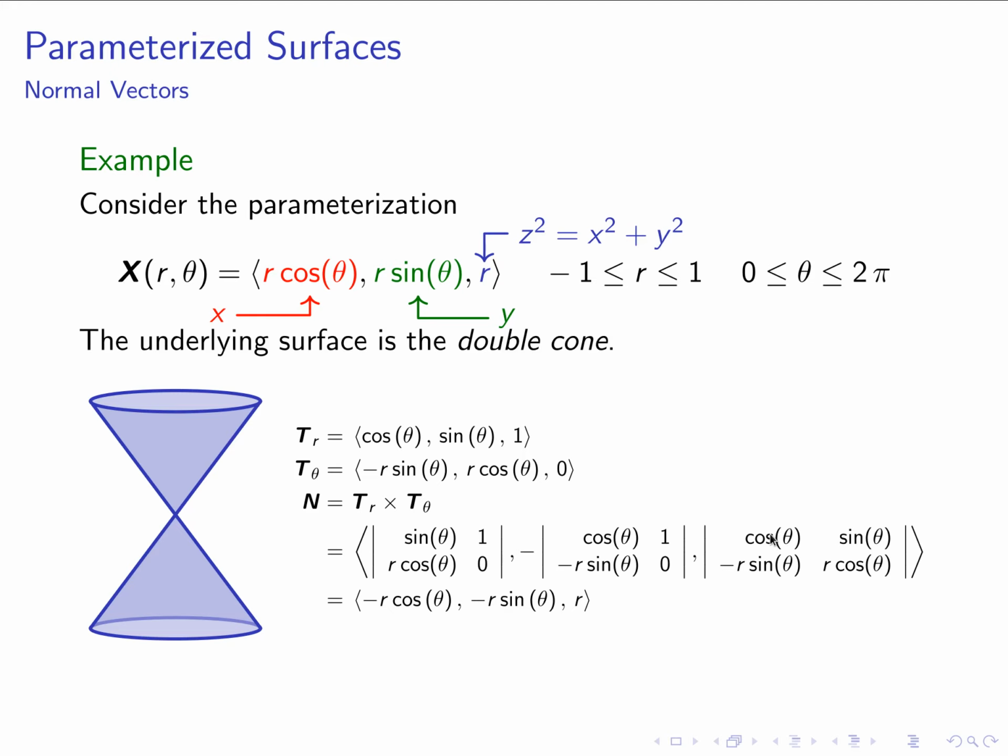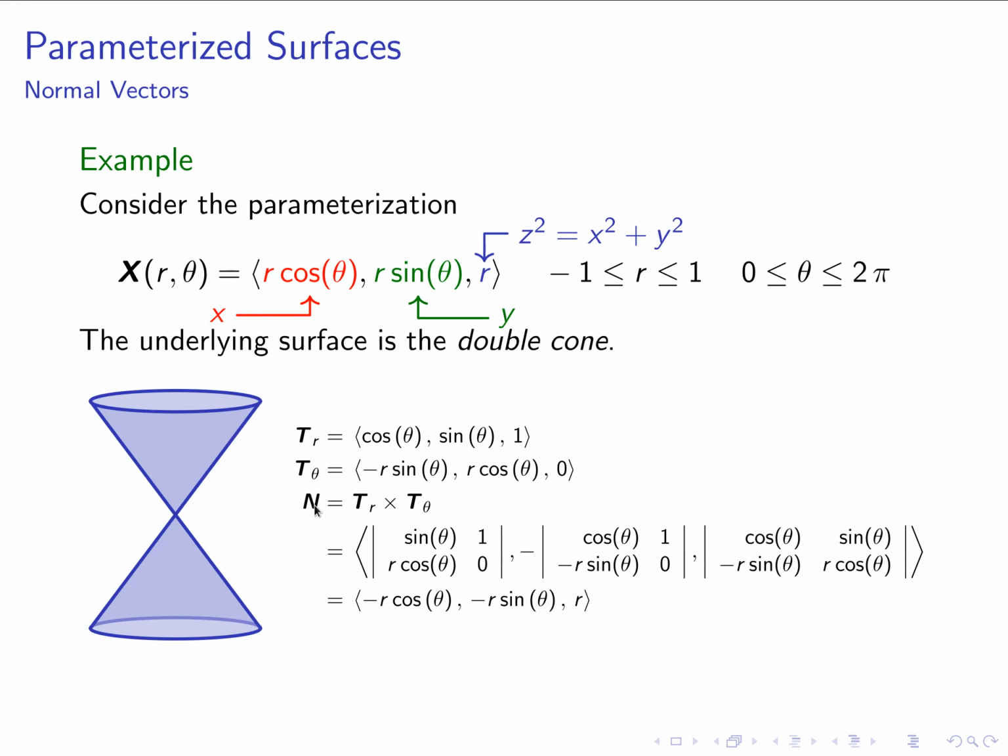And then finally, for the third coordinate, we're taking r times cosine squared theta minus a negative, so plus r times sine squared theta, which after using the trig identity cosine squared plus sine squared equals 1, gives us the third coordinate, which is simply equal to r. So now we have our standard normal vector, which is negative r times cosine theta, negative r times sine theta, and then just r.